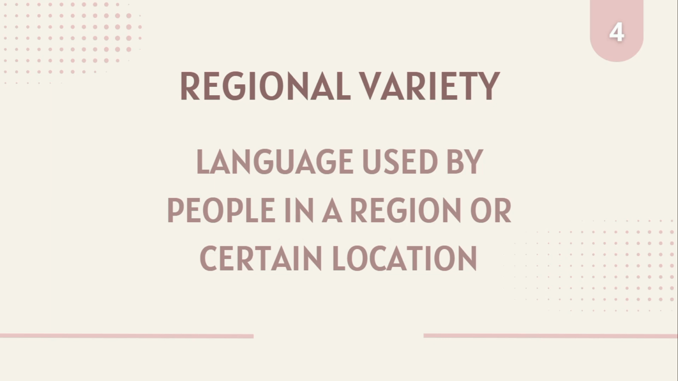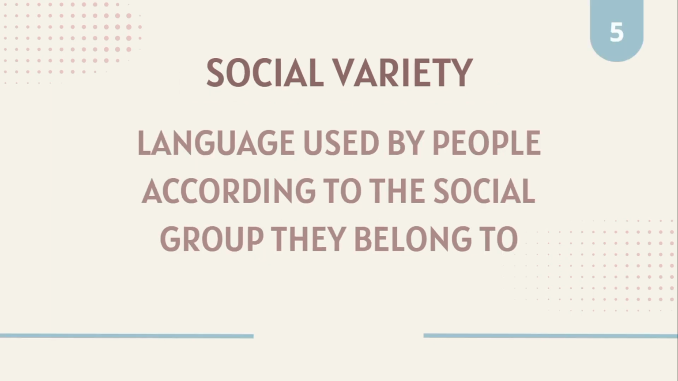Regional variety is the language used by people in a region or certain location. People who live in the same region or place speak the same language as a way of communication. Meanwhile, social variety is the language used by people according to the social group they belong to. People in the same social group speak the same form of language for conversation. Some of the social groups are ethnic groups, the younger generations, the males and the females, and so on.